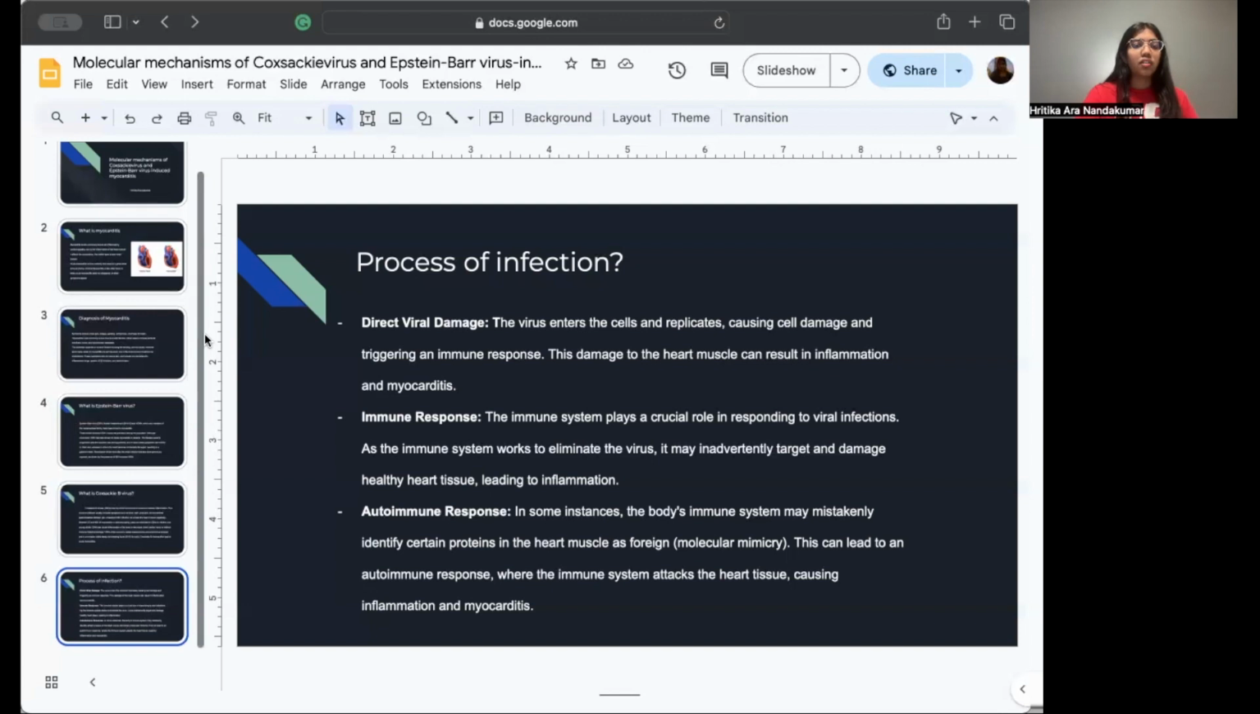Another process of infection is vasculitis, in which Coxsackievirus can also inflame the blood vessels, which may affect the blood supply to the heart muscle. Inefficient blood flow to the heart can result in damage to the heart tissue and contribute to myocarditis.